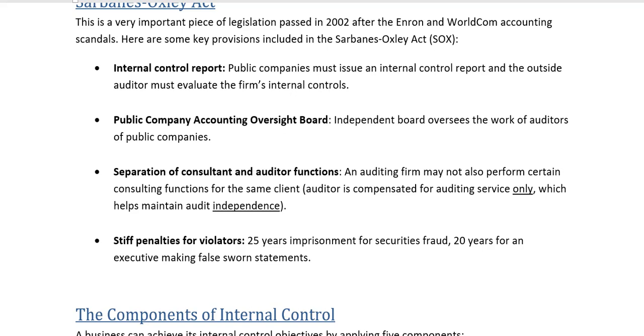Last point, stiff penalties for violators. 25 years of imprisonment for securities fraud and 20 years for an executive making a false sworn statement. So the penalties for engaging in evidently fraudulent behavior are a lot more severe than they used to be. So that's supposed to serve as a deterrent.